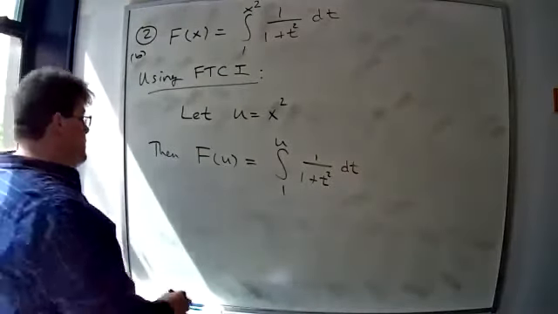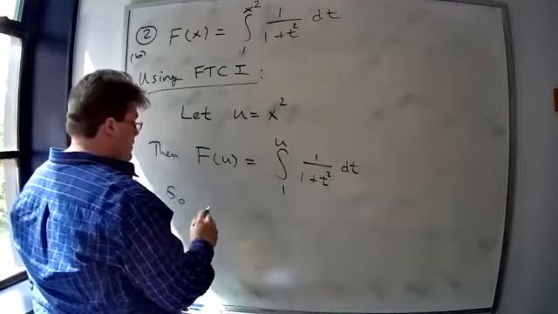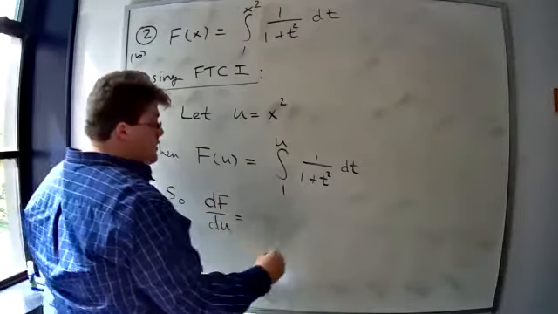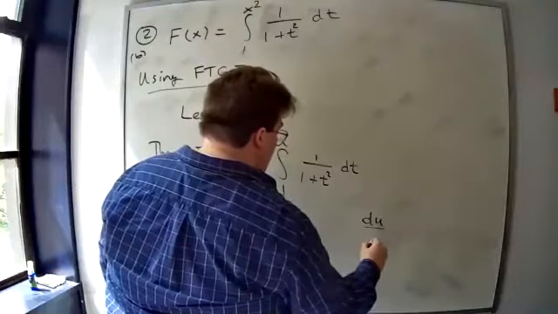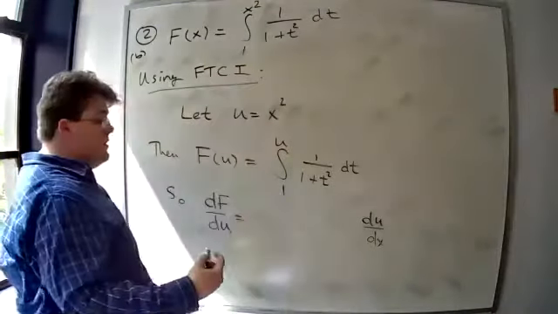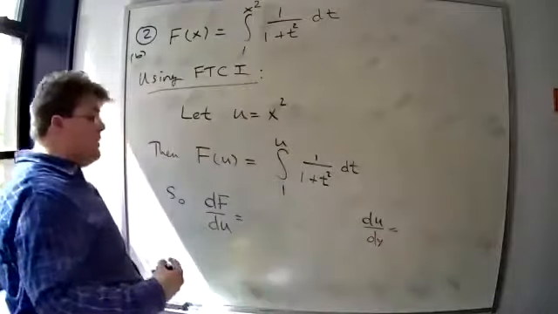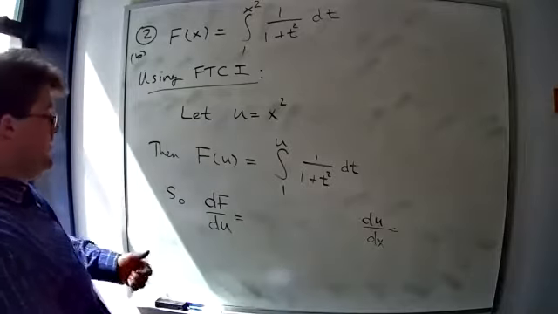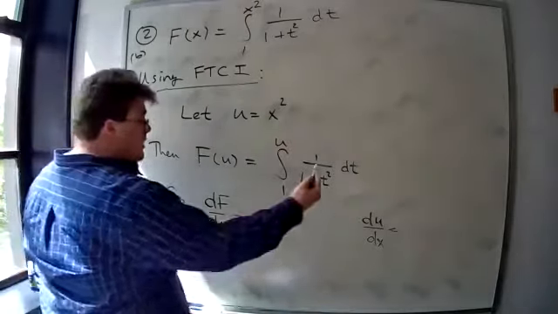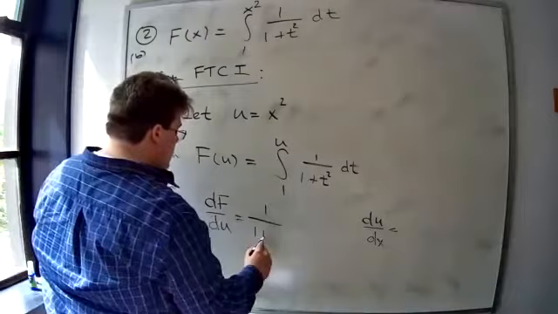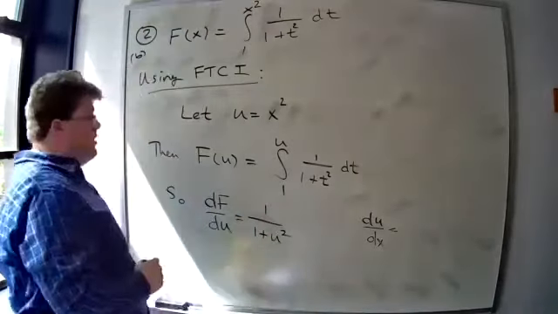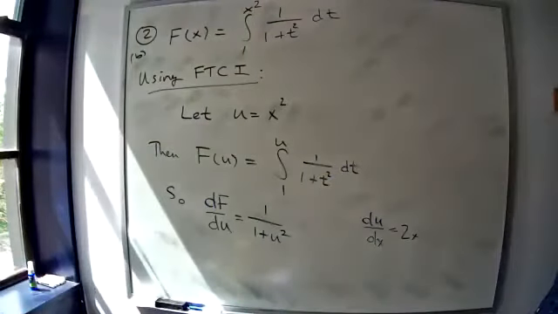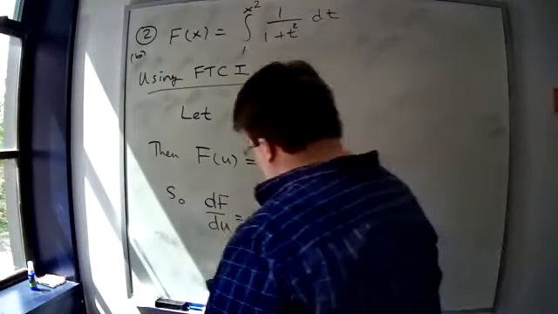And now we can find dF/du and du/dx. And if we find dF/du and du/dx, then we can multiply them to give us dF/dx, the same as F prime of x. By the first part of the fundamental theorem of calculus, dF/du is 1 over 1 plus u squared. du/dx is just 2x.